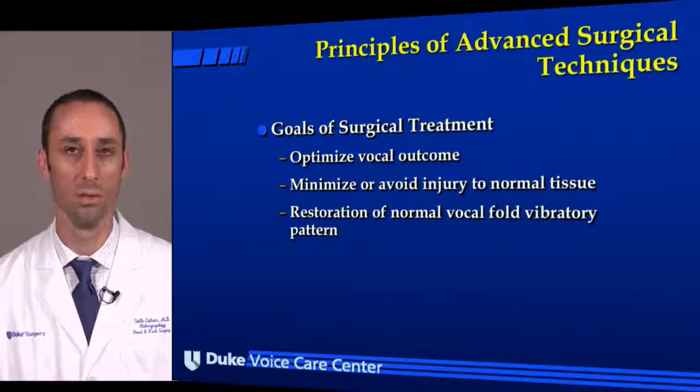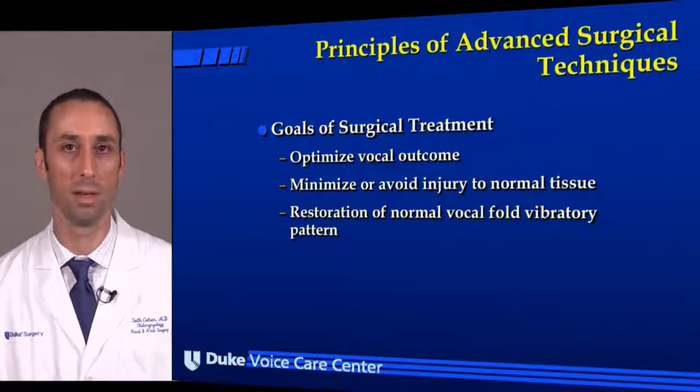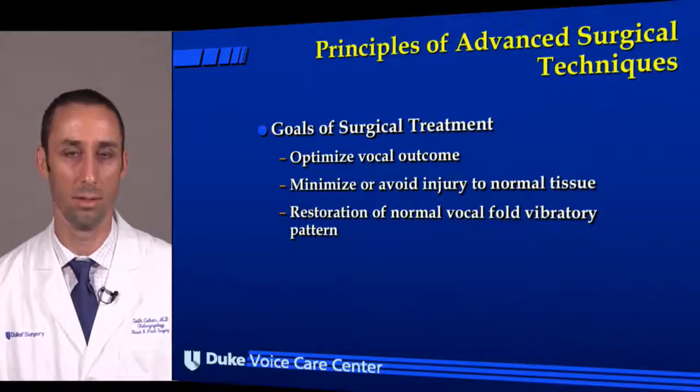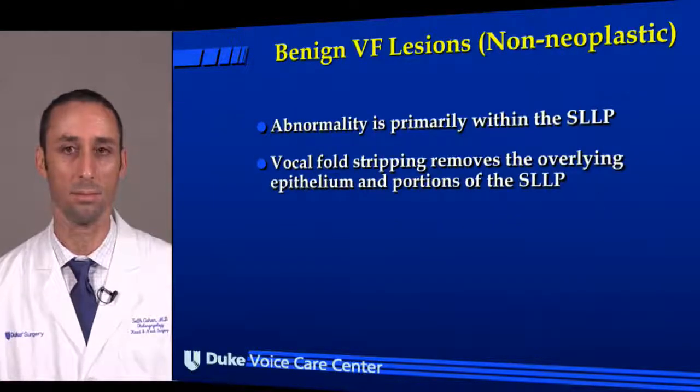So what are our goals? Obviously, our goal is to optimize the voice outcome. We want to minimize any injury to the normal tissue. And essentially, from a functional standpoint, we want to restore normal edge to the vocal fold and restore normal vocal fold vibratory pattern. So when we are doing this, we have to remember that the abnormality is primarily within that superficial layer of the lamina propria.